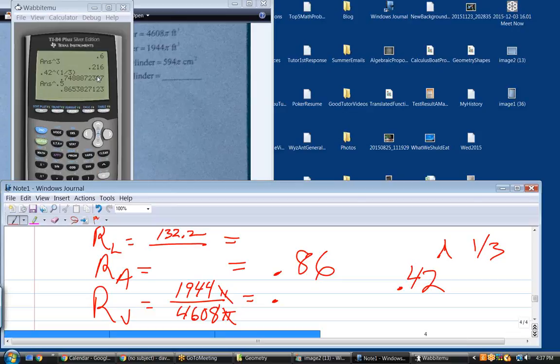It'd be a lot easier if you went big to little, because then you wouldn't have decimals to deal with. Everything would be a number greater than 1. But anyway, we can talk about that later.